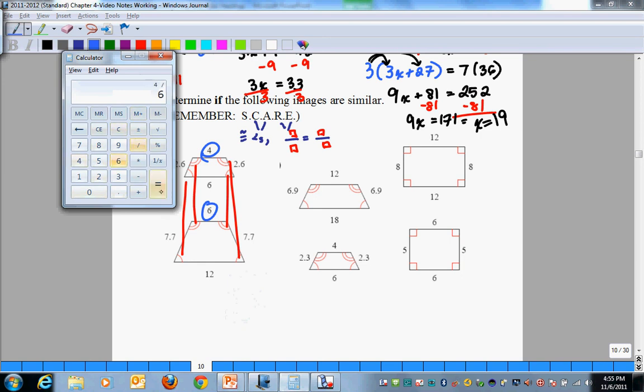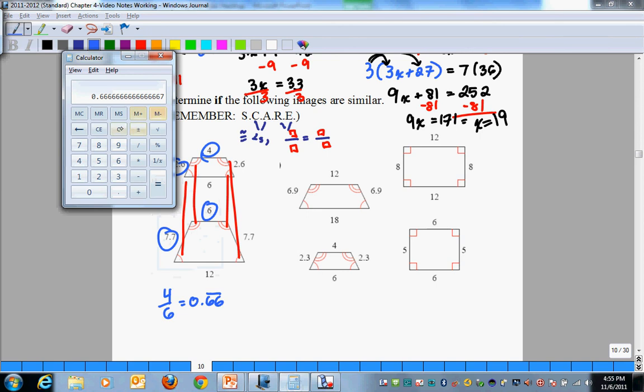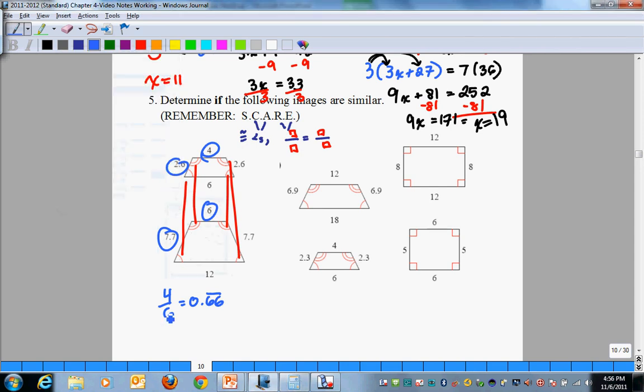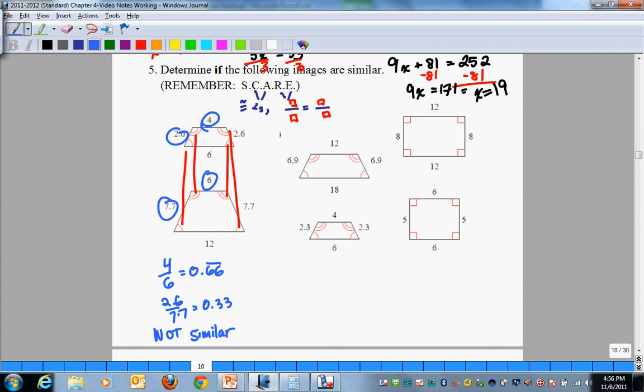So we just do 4 divided by 6, and it's 0.66 repeating. And now let's try this one. Let's do 2.6 and 7.7. That's 0.33 repeating. Now, because the ratios are not equal, these first sets we would say is not similar, because the ratios are not equal. Let's check the next one.